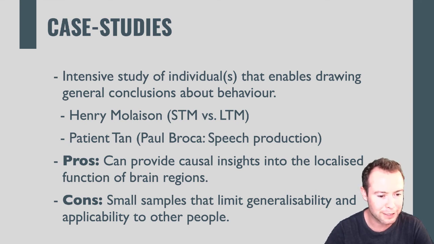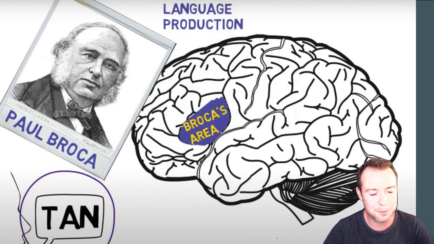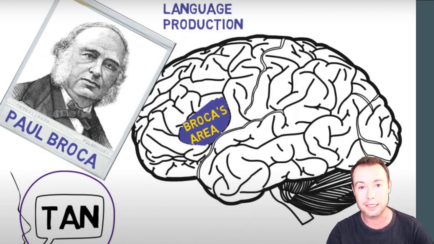A little bit earlier than this, there was a patient who was referred to by the name of Tan, and he was called patient Tan because that was his only speech utterance he was capable of. So when he was asked questions, his response would be tan, tan, tan. He was a patient that was studied after his death by neuropsychologist Paul Broca, who identified that there were particular regions of the brain that were damaged in patient Tan. These are now known as Broca's area, and we realized that this region is fundamentally involved in speech production.